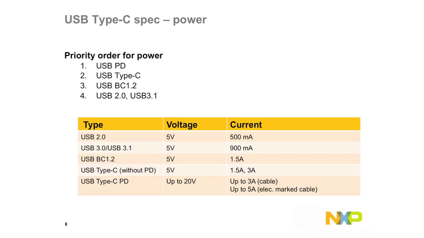Quick look again at the power side, and this just shows you the priority order for power and how the USB spec has evolved. It gives you a nice picture. So starting from USB 2.0, which was at 5 volts, 500 milliamps, we are going down to Type-C. Without power delivery, you can get 15 watts through 5 volts, 3 amps. And if you do support power delivery, then you can jump up to 20 volts and up to 5 amps, right? So you can support up to, again, 100 watts.